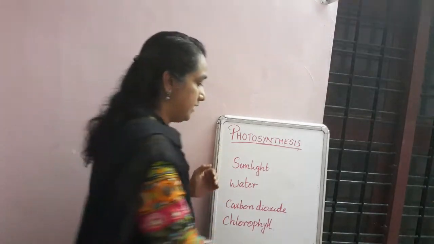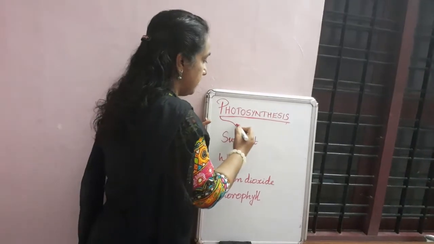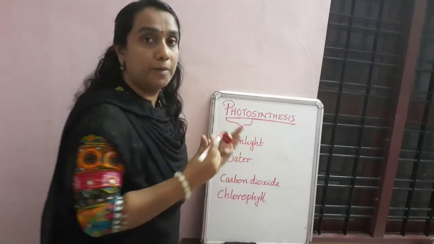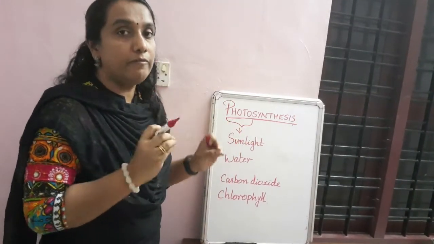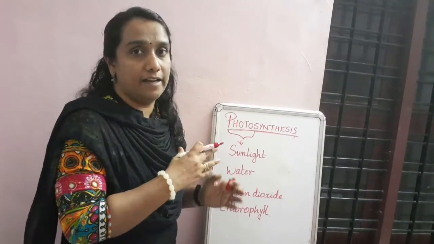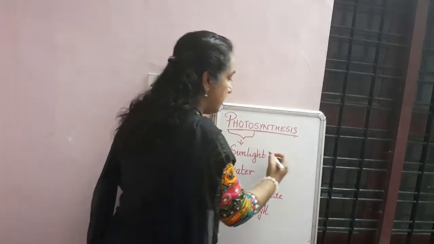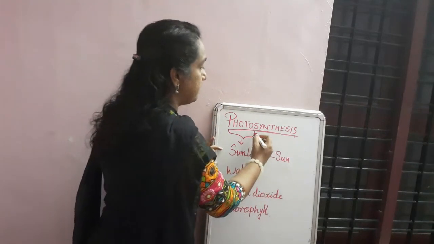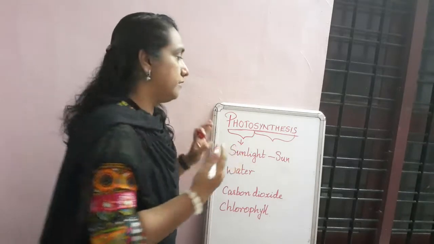First of all, let's see the term photosynthesis. Photo means sunlight. With the help of sunlight, the plants will prepare their own food, right? So sunlight is a must. From where will the plants get sunlight? The plants will take sunlight obviously from the sun, solar energy. And what is the meaning of synthesis? Synthesis means to prepare the food.